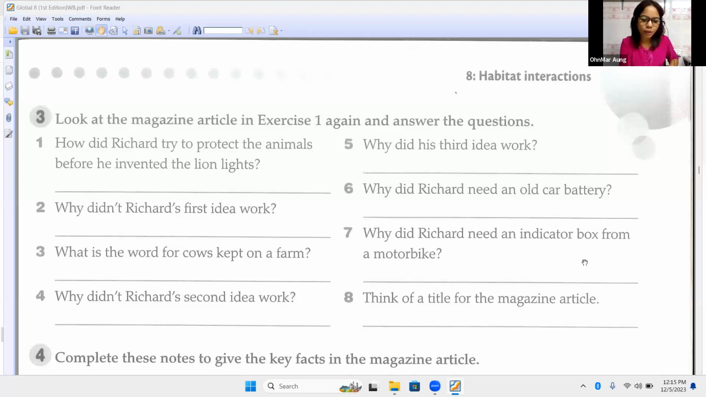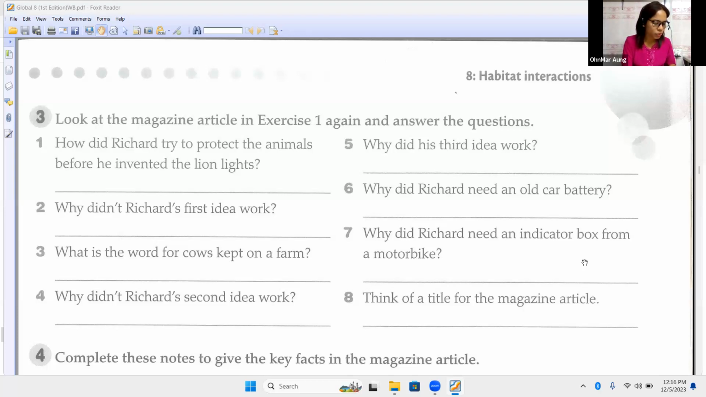Minadi, how about number six? Tell me your answer. An old car battery is necessary to store the electricity. You could not neglect that part. You need to say to store the electricity for what? That part is to store the electricity. That is more important, right?